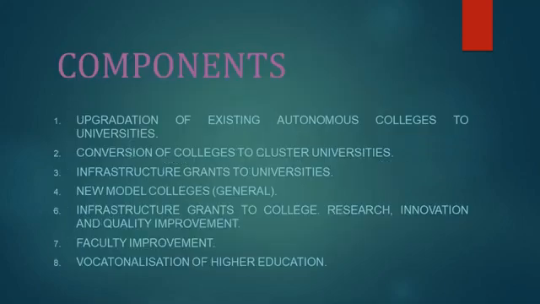Next is components. Upgradation of existing autonomous colleges to universities. By autonomous we mean independent. For example, the Maharani College was upgraded to a university in 2016. Conversion of colleges to cluster universities. By cluster university we mean that one major institution will be leading 3 to 5 institutions which are nearby.